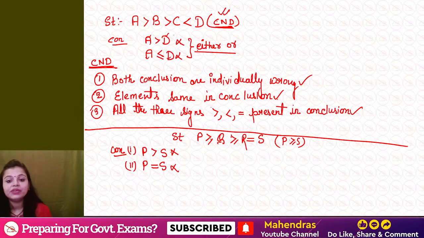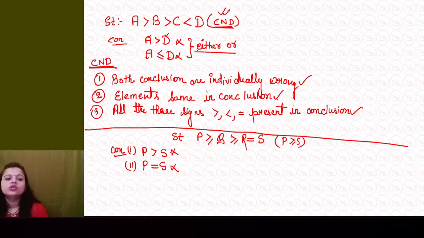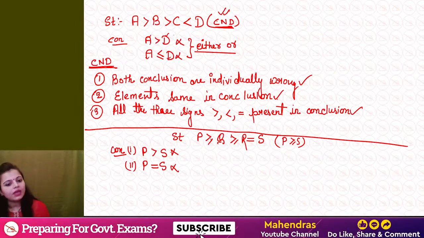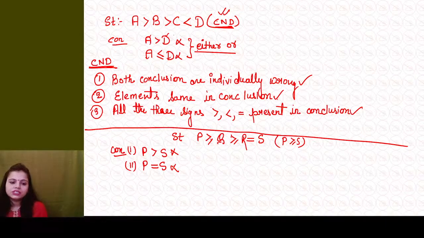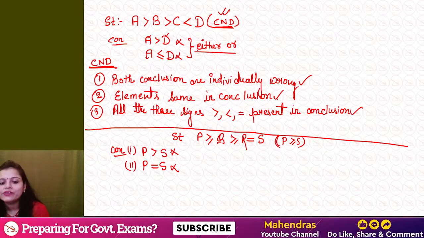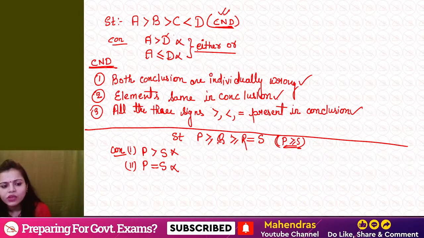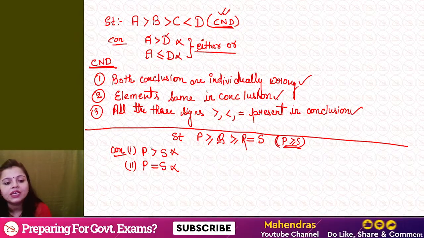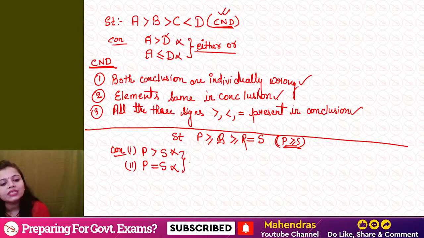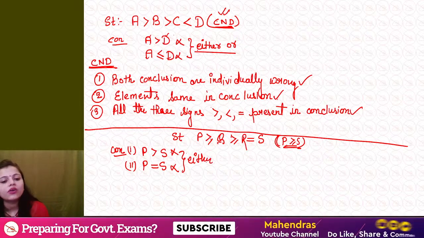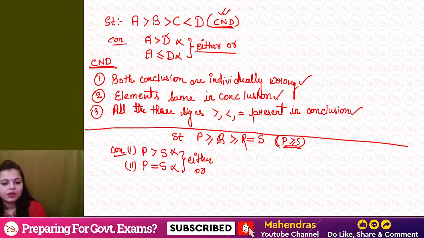Because we are getting P is greater or equal to S. So only greater is wrong and only equal is also wrong. So again the conclusions are wrong. And what we are getting is greater or equal. In the conclusion, this greater and equal are present, but in different conclusions. If this situation occurs, then again your answer will be either-or. But this either-or is different from the previous one.